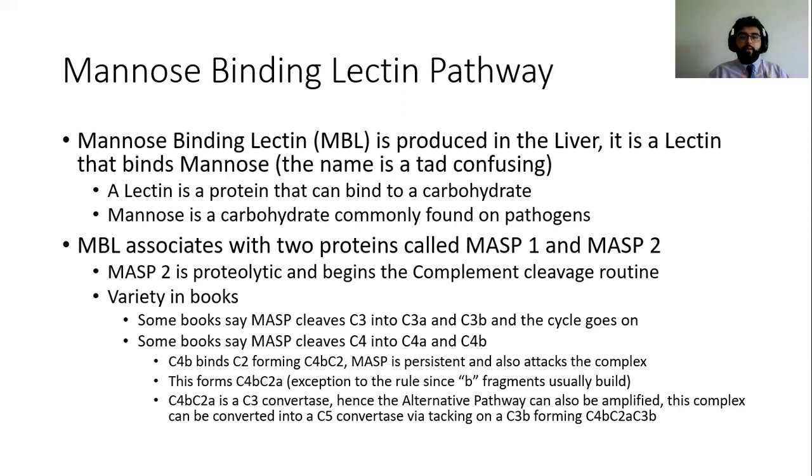Mannose binding lectin, MBL, is produced in the liver. It's a lectin, and a lectin is just a protein that can bind a carb, like a sugar, right? And this lectin binds mannose. Mannose is a sugar found on pathogen cell surfaces usually. A lot of human cells typically do not have mannose sugars tethered to them, but bacteria tend to, right?